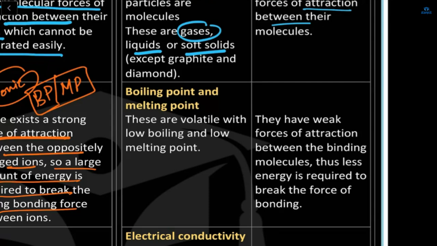And what about the boiling point and melting point of covalent compounds? They have low melting and boiling points. Why? Ma'am, because of the weak force of attraction, and they easily break.